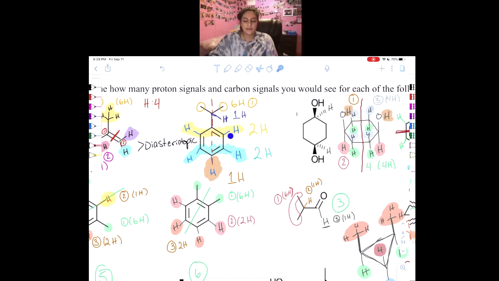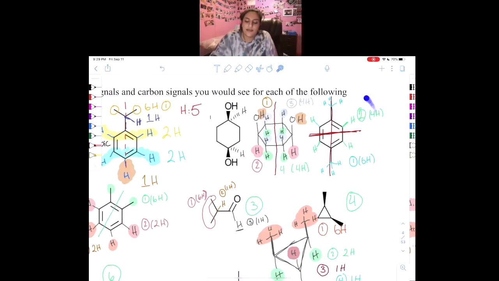Next down, symmetry down the middle. These 2 hydrogens are going to be the same. These 2 blue hydrogens are going to be the same because of symmetry, and this one will be all by itself at the bottom. So, if we count this together, 1, 2, 3, 4, 5, we have 5 hydrogen signals.